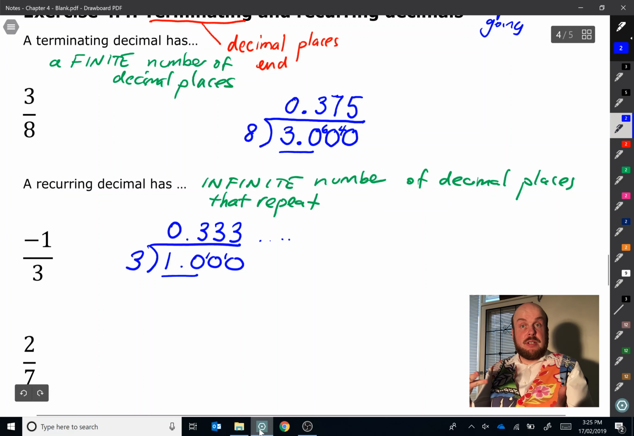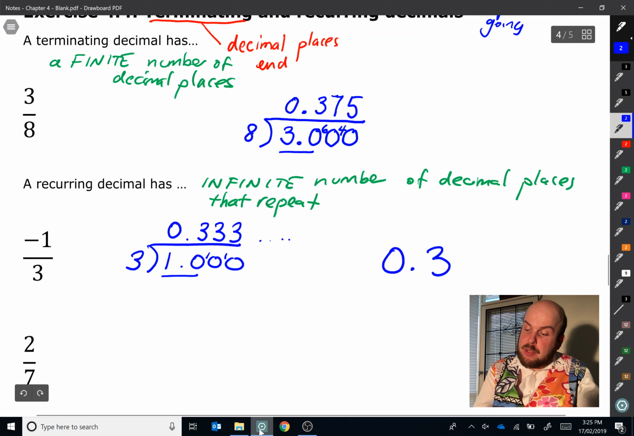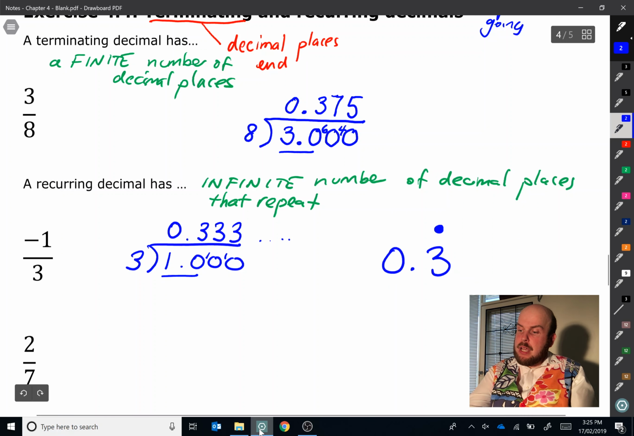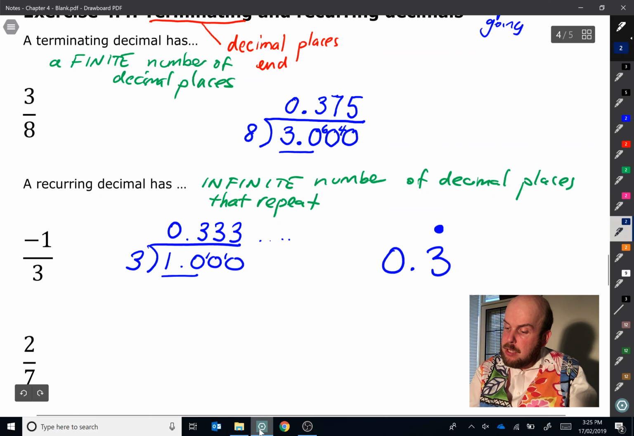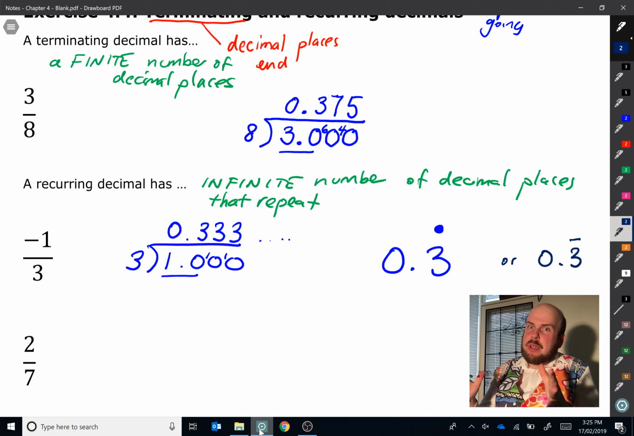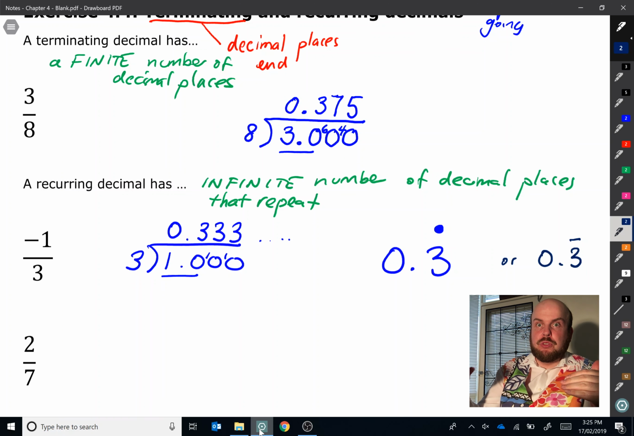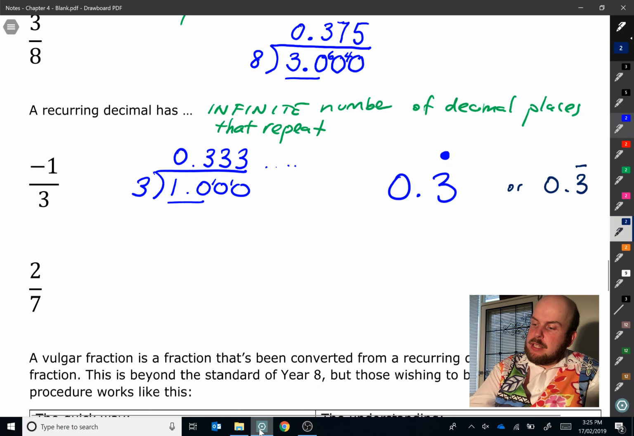To describe it as a recurring decimal, I'm going to write 0.3 and put a little dot up there. You might also see it written in this way, with the little bar up at the top. That is okay. If you prefer to write it in that way, that is fine. Usually we put a dot for one digit and then a line or bar for multiple digits. We'll see that in this example here.